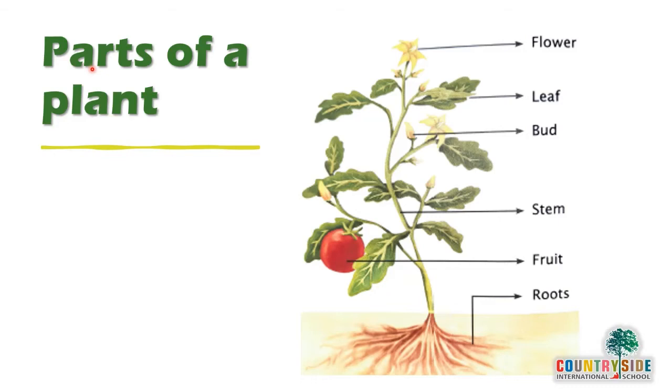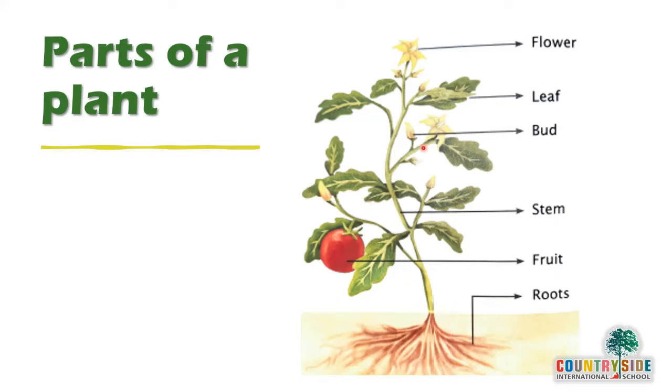Now children, after understanding the 5 types of plants that are trees, shrubs, herbs, climbers and creepers, now we are going to study the parts of a plant. Can you see the picture of a plant? This picture of a plant is given in your textbook also. Now how we have body parts? The same way plants also have parts and their parts have names also.